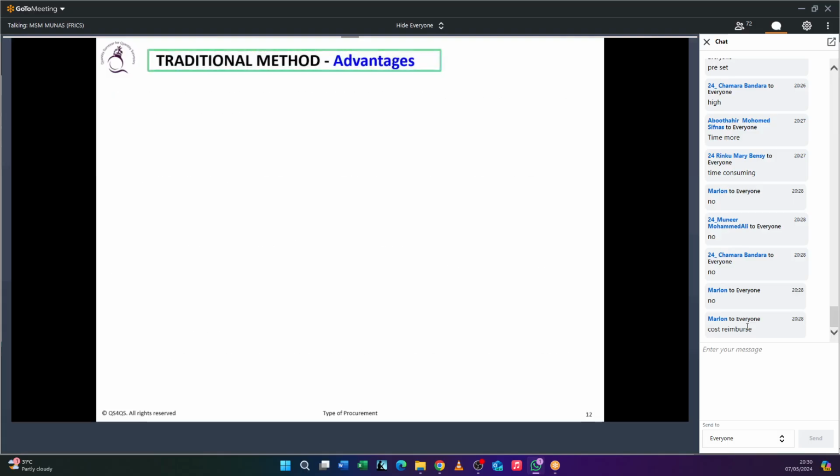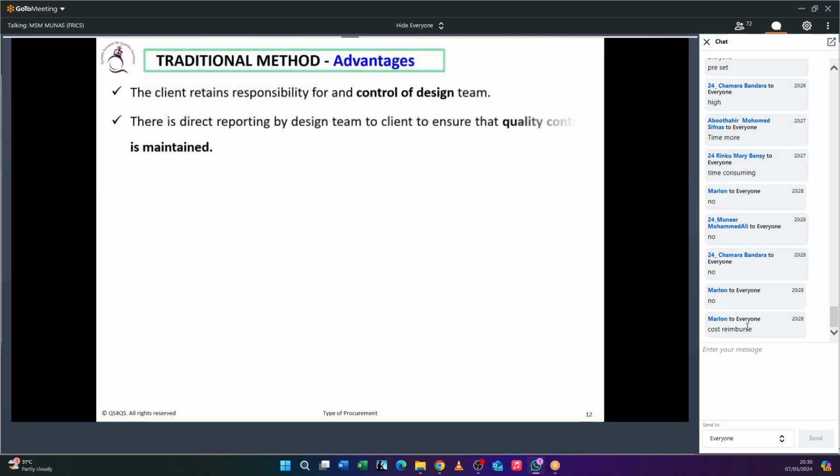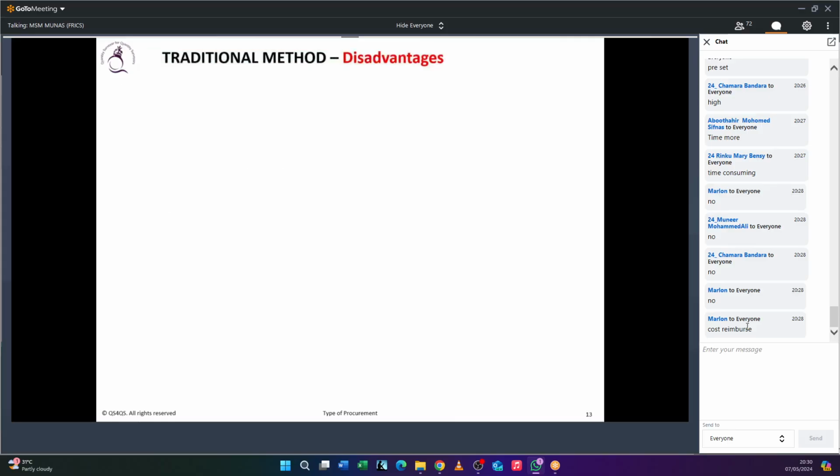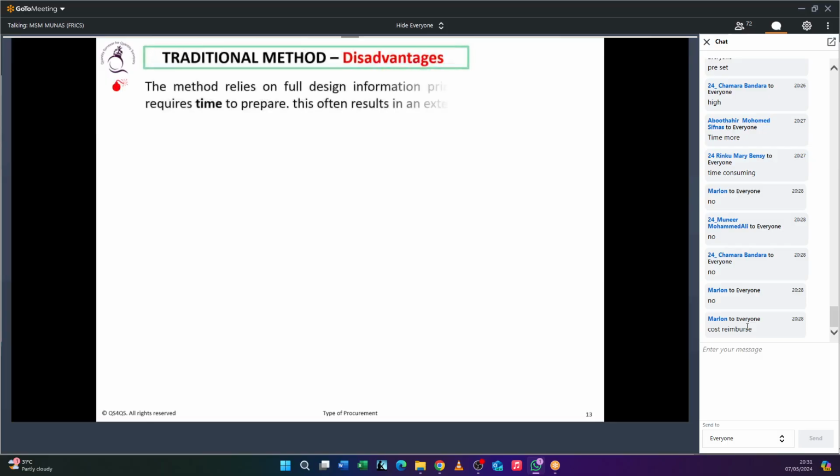Okay. Now the thing is, the client controls the design so he can have his quality. And this client design team acts as a contract administrator to manage the contractor. And the disadvantages. So disadvantages first, right?